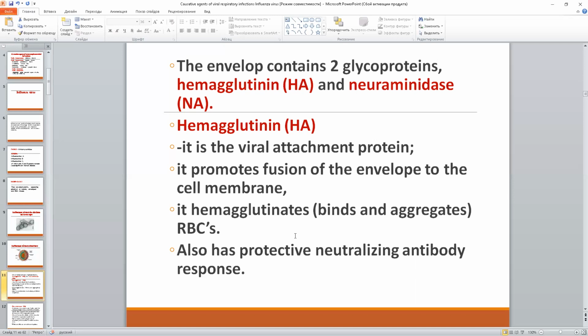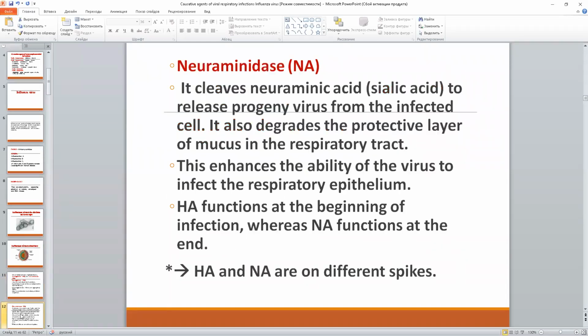So it's a very important virulence factor, and most pathogenic viruses have these hemagglutinins, most of them, and it also induces a protective neutralizing antibody response. Now hemagglutinin and neuraminidase functions.